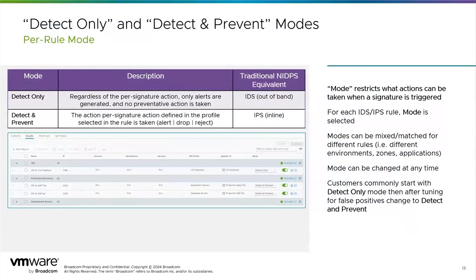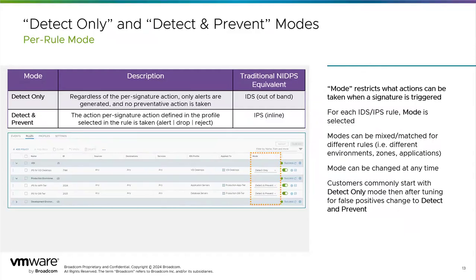The two modes within our IDPS are detect and prevent. Obviously, detect is out of band. Regardless of the signature action, we're just alerting on it. No prevention is actually taken. But with detect and prevent in place, you're actually taking a per signature action defined in the profile selected, whether it's drop, reject, or allow an alert into play. You'll notice that that's configured within the actual policy.